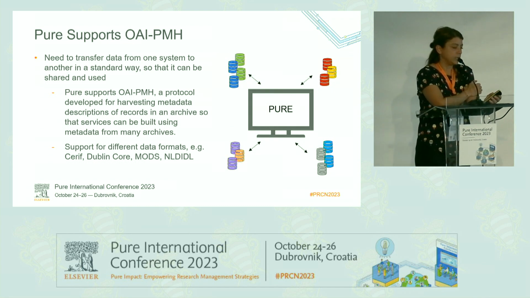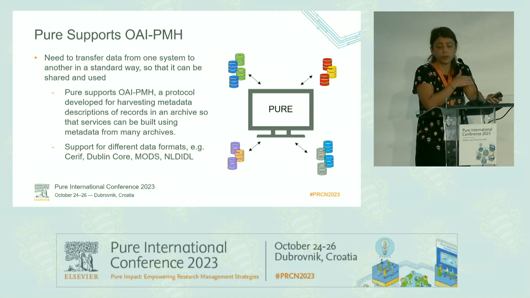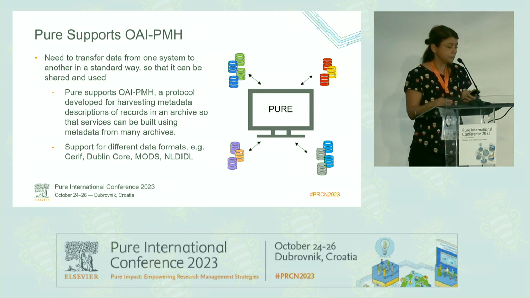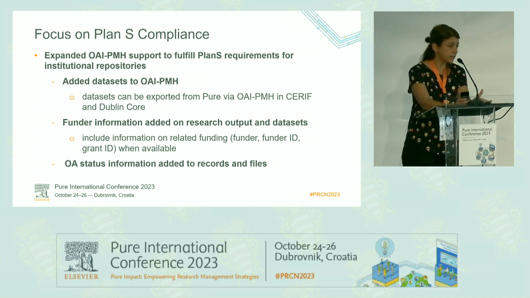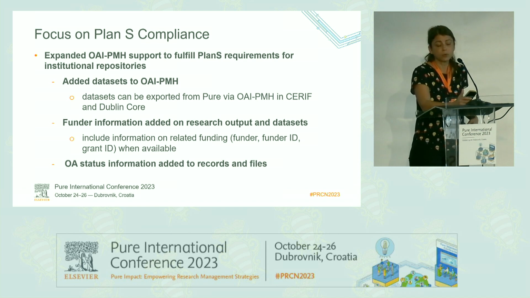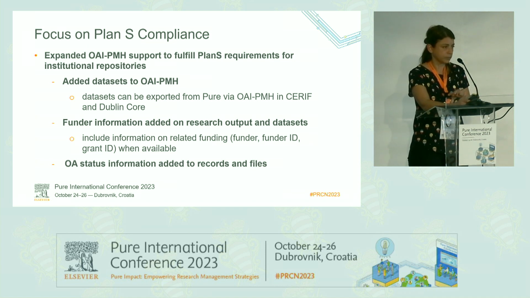In Pure, as I said, we have support for OAI-PMH. And we have support for different data formats, of which the main ones are CERIF, Dublin Core, MODS, and LIDO, but we have many others that are supported in Pure. We have done work on this. What I showed before about the funding information, we have also added in OAI-PMH. So we have made a few additions in the last release. In October, we added datasets that we didn't have before, and it is now possible to export datasets in CERIF and in Dublin Core. We have added the funding information on research output and datasets. So again, funder ID and grant ID. And we also added the open access information and license information on research output and datasets for records and files, to have more granularity.